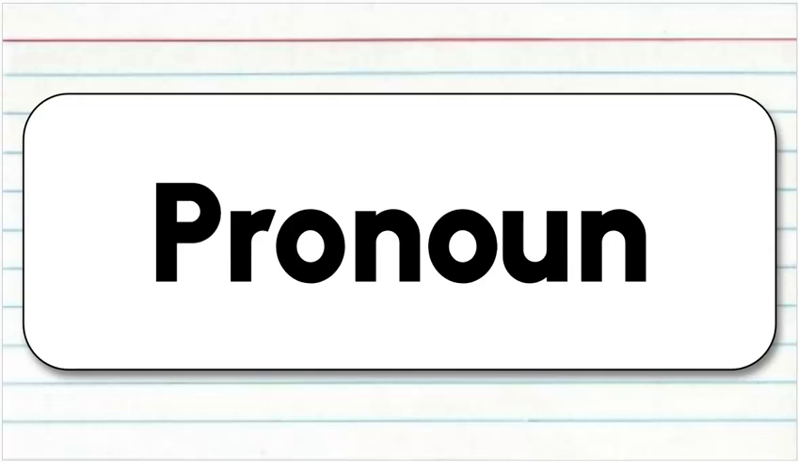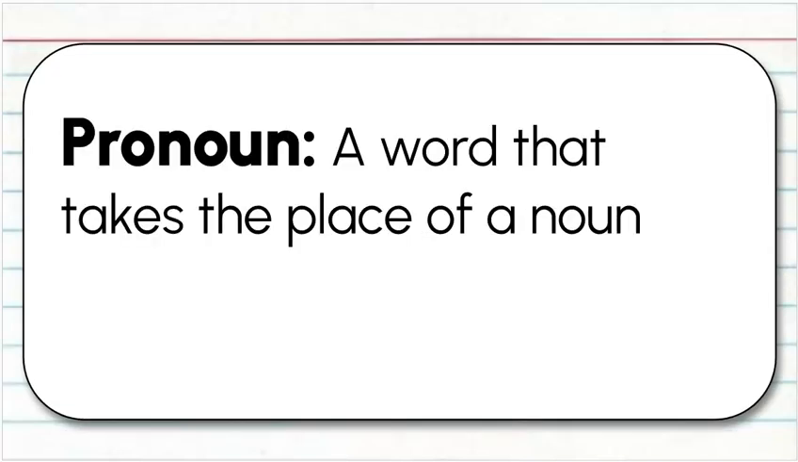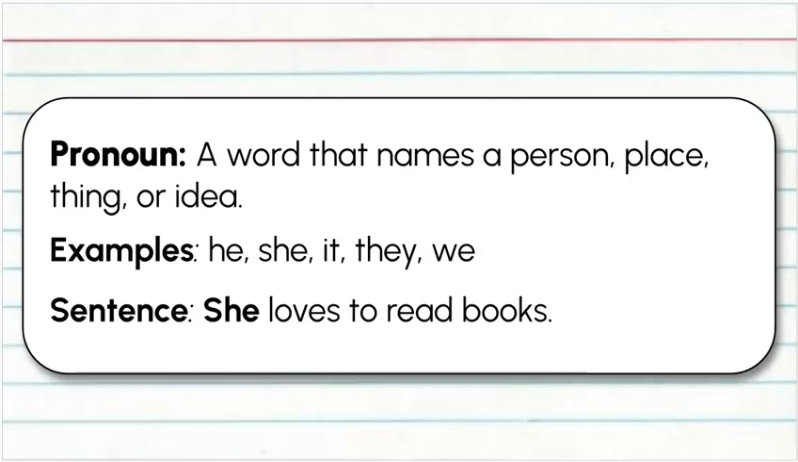Next, we have a pronoun. A pronoun is a word that takes the place of a noun. Some examples of pronouns might be he, she, it, they, we. In a sentence, you might see it used this way. She loves to read books. The word she is a pronoun because it names a person, place, thing, or idea.